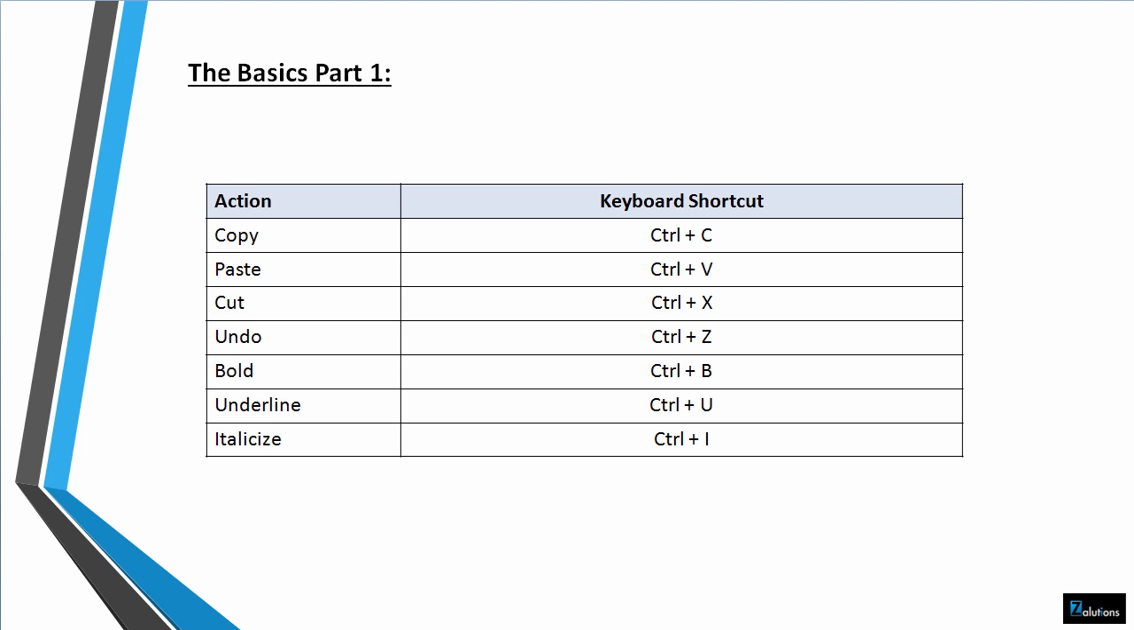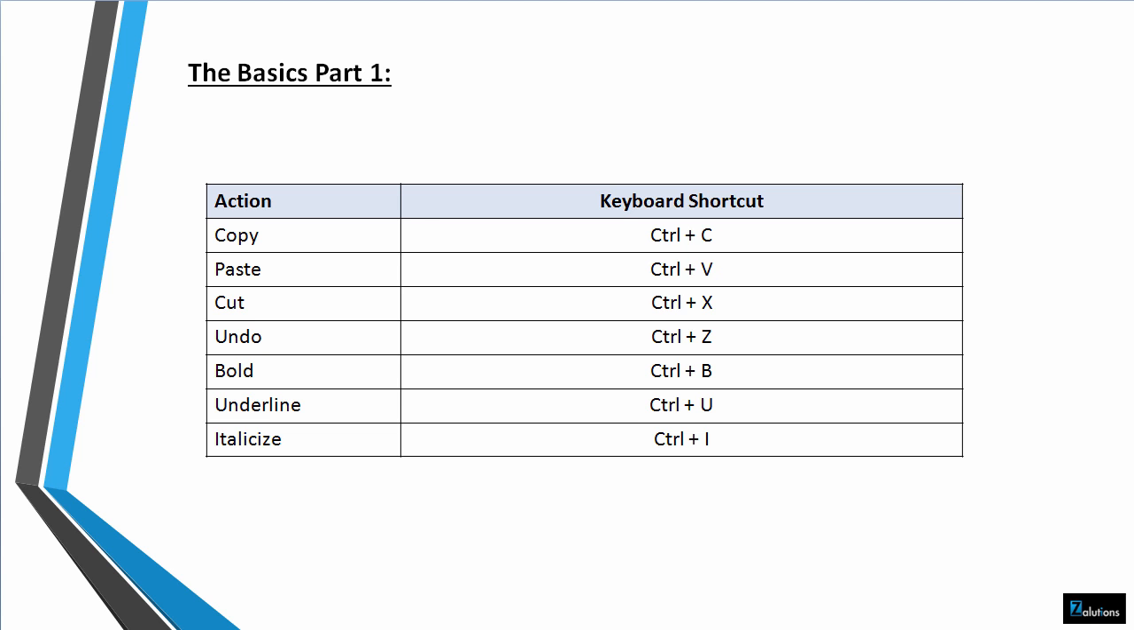The first three are copy, paste, and cut. Instead of right-clicking to copy, paste, or cut, simply click Ctrl plus C to copy, Ctrl plus V to paste, or Ctrl plus X to cut. If you want to undo something in the spreadsheet, don't use the undo button, just click Ctrl plus Z.